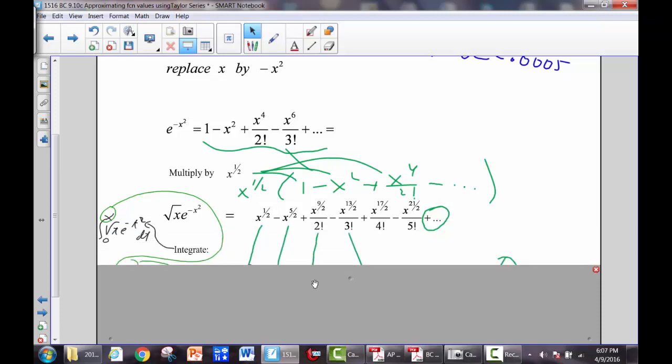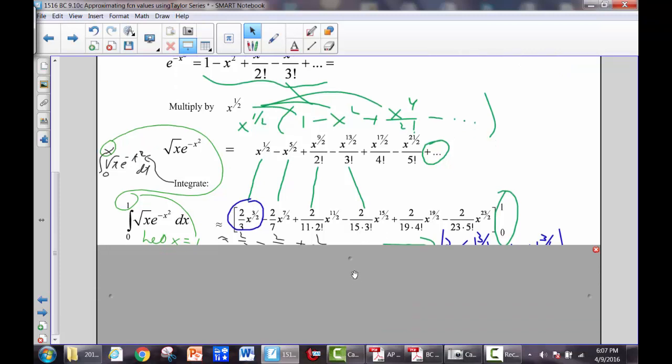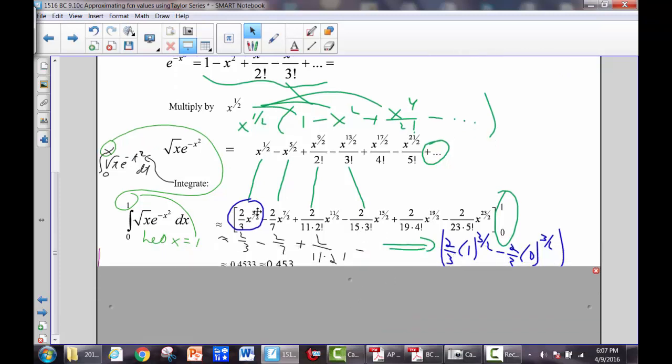And now I'm going to integrate. So remember the way we integrate, we're actually integrating square root of t e to the negative t squared dt from 0 to x. But we can just look at it as we're integrating x to the half. We get x to the 3 halves over 3 halves, etc., and we're going to be evaluating that from 0 to 1. Now, because it's a polynomial with no constant term, the 0 means they'll all be zeros. When we replace all of those x's by 1s, we get 2/3 minus 2/7, etc.